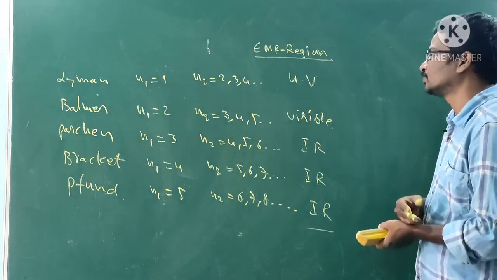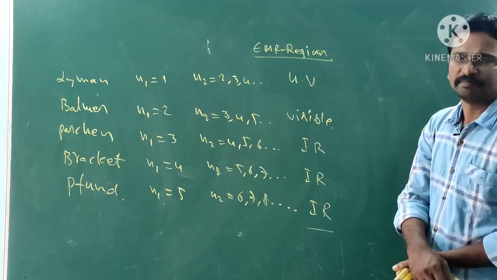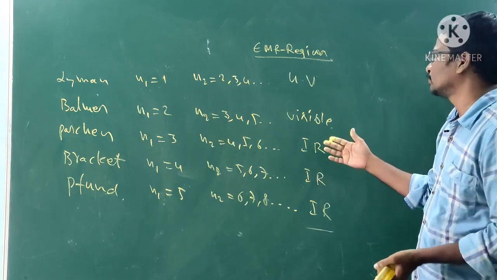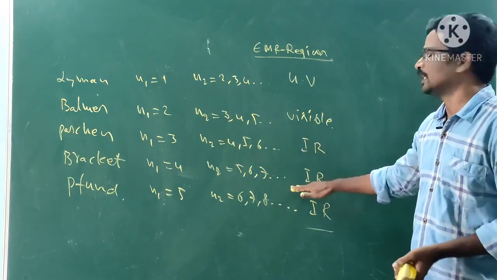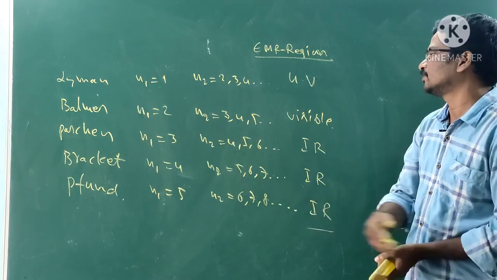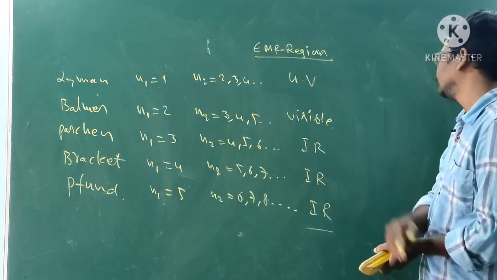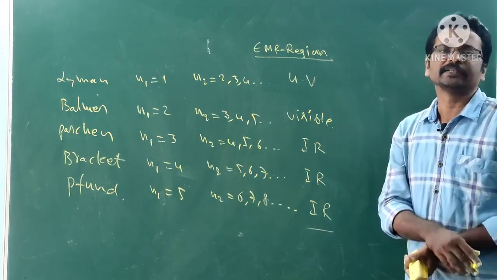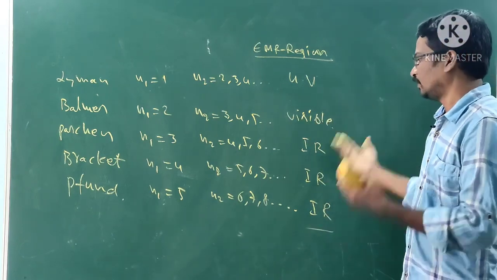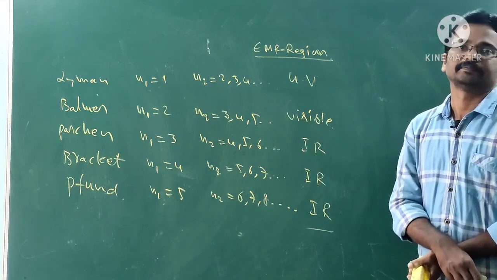Another scientist comes into the light. Next, Brackett did the same experiment as the previous ones. From his idea, n1 is equal to 4 to n2 equal to 5, 6, 7. He also succeeded by passing IR radiation through the sample. Next scientist, Pfund, comes into the light, and he did the experiment by passing IR radiation through the sample. Then he got the lines. He explained the electromagnetic spectrum.